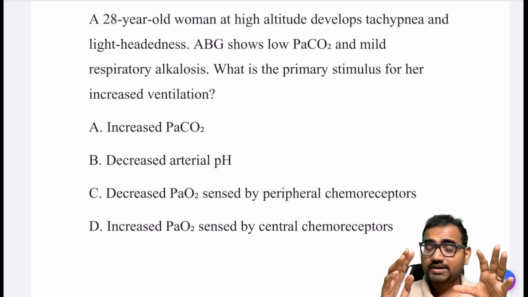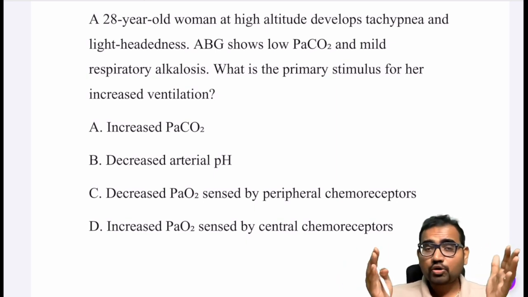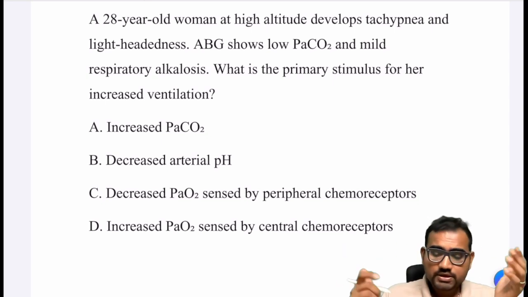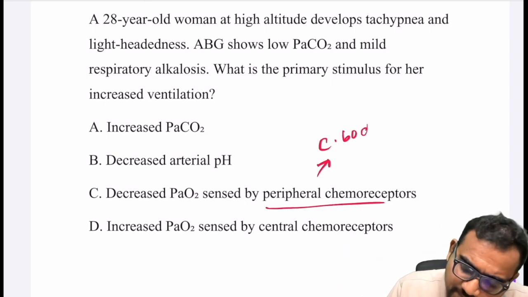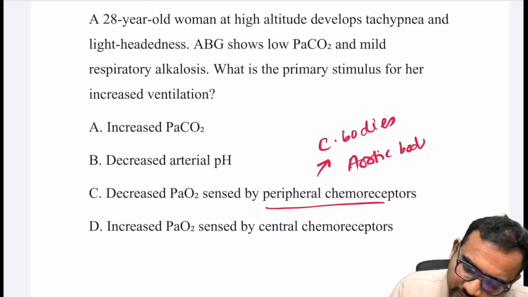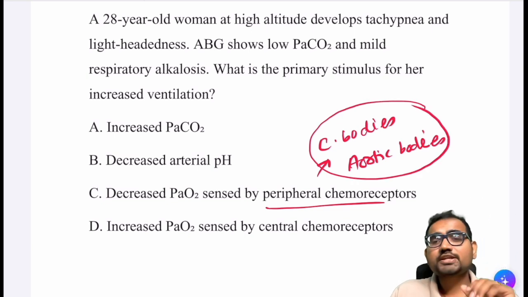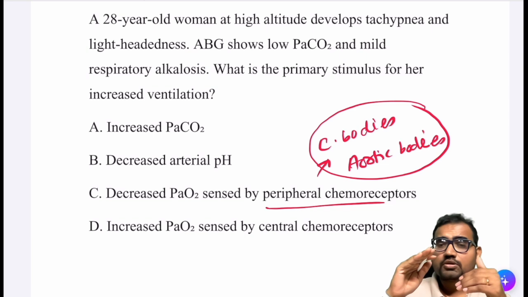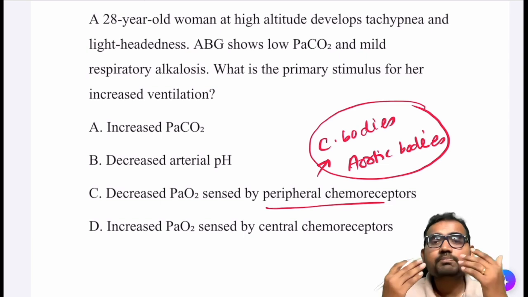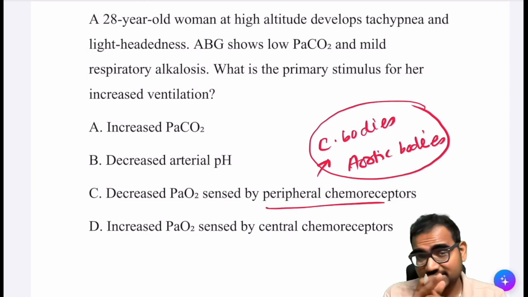Peripheral chemoreceptors are the ones that respond to decreased oxygen. They are the carotid bodies and aortic bodies. So peripheral chemoreceptors are nothing but carotid bodies and aortic bodies. They respond to decreased oxygen in the blood and send a signal, so the body will breathe rapidly. Tachypnea takes place in this situation.